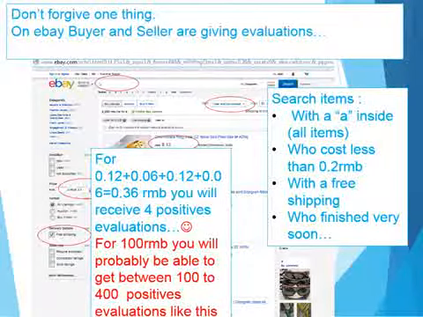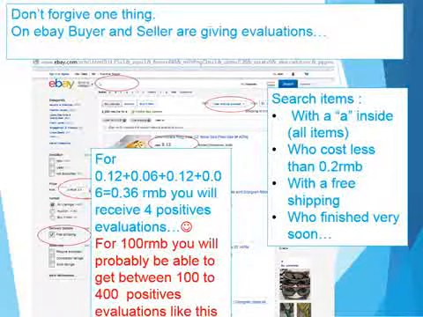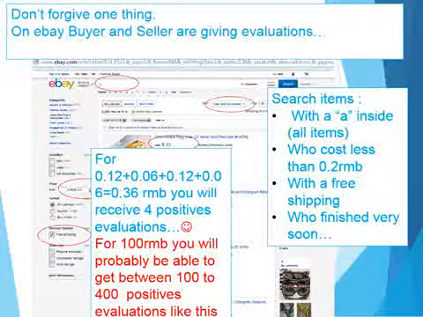So nice. You will not do much with these products because they are not really interesting, but what you're buying is actually the evaluation, because these people will give you an evaluation. They will say, this guy has bought my product, he's a nice guy. So imagine, with 100 RMB you can have a minimum of 100 good evaluations, and up to 400 positive evaluations for just 100 RMB.